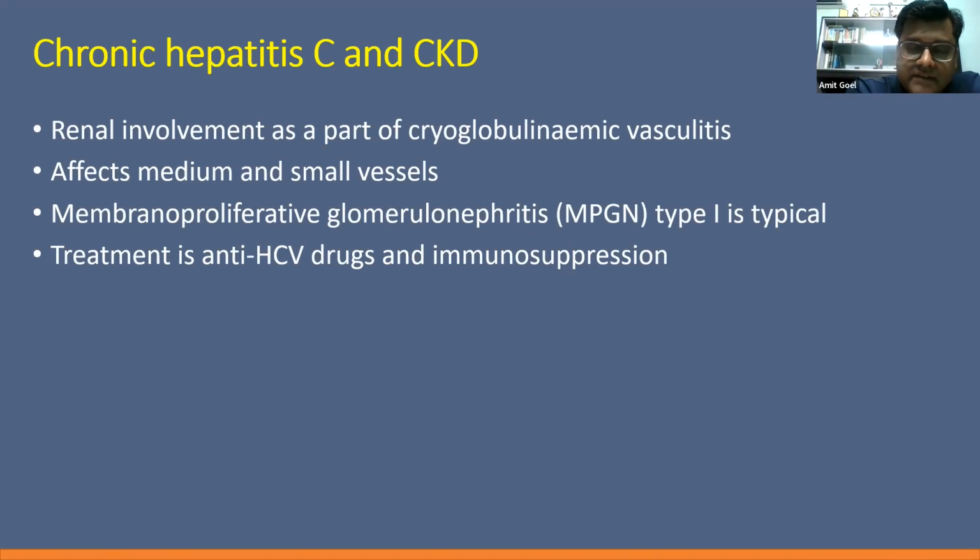Chronic hepatitis C, for decades, is known to cause chronic kidney disease, and the most common involvement is renal involvement as part of cryoglobulinemic vasculitis, which affects medium and small vessels, including renal vessels, leading to membranoproliferative glomerulonephritis type 1, typically. And the treatment is anti-HCV drug. Even in the era of peginterferon, they were treated with peginterferon and ribavirin. Now it is treated with DAAs, with immunosuppression, usually steroids, mycophenolate for renal transplant patients, and rituximab, and even higher immunosuppression is needed if it is not controlled.